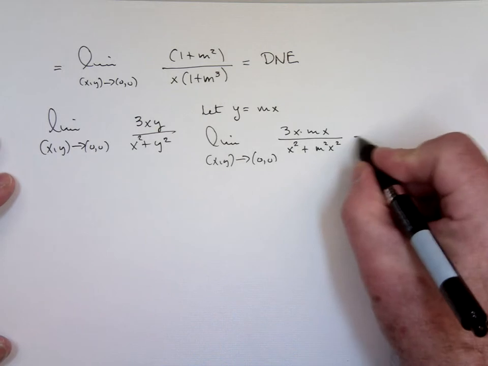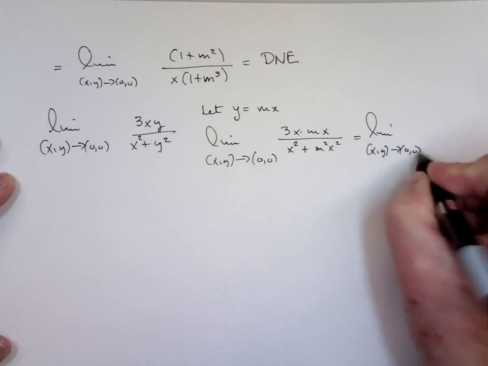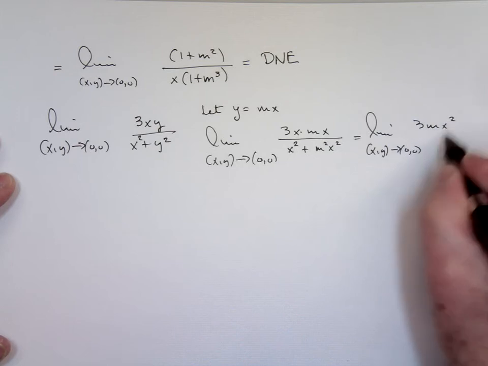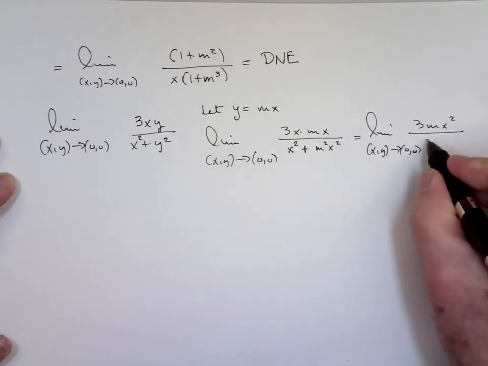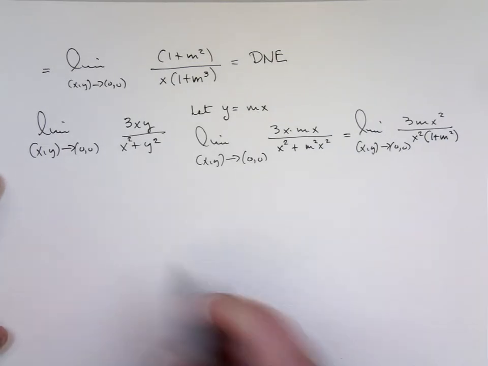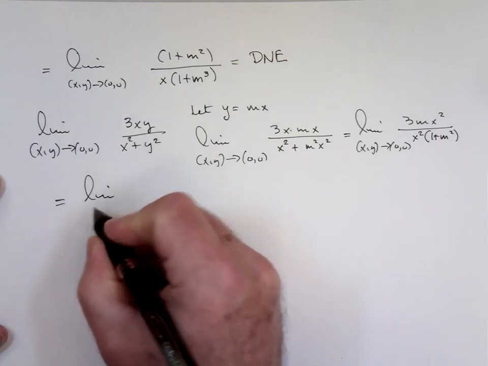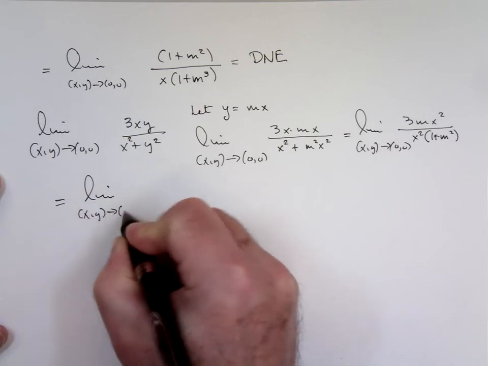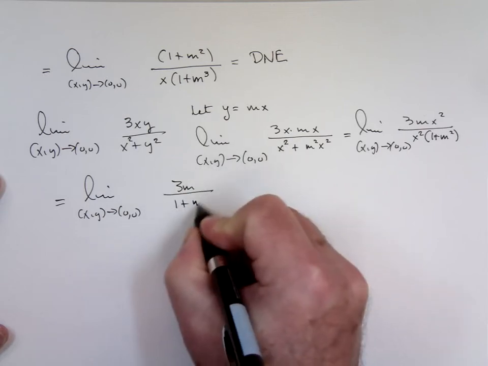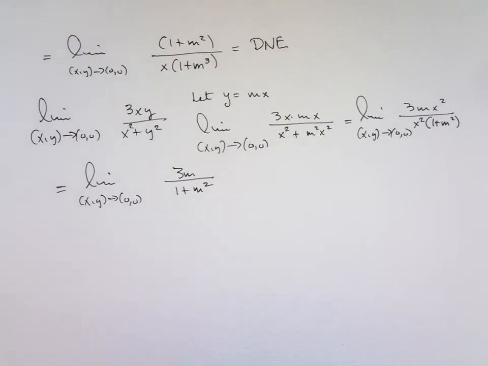That's equal to the limit as (x,y) goes to (0,0). Let's see, what do we have? We have 3mx squared, and here we can factor out an x squared and get 1 plus m squared. Now what can we do? You bet we can. Cancel out those x squareds. And we get the limit as (x,y) goes to (0,0) of 3m over 1 plus m squared.